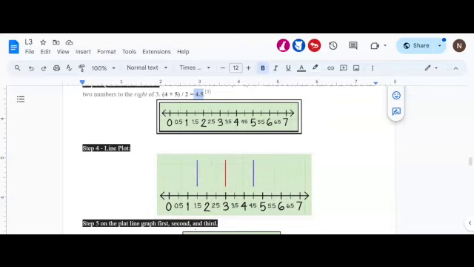1.5. What is the last line? 4.5. What's the middle one? 3. That's it. Easy? Good? If you understand, raise your hand. If you half understand, raise your hand. Half understand. Okay, good.